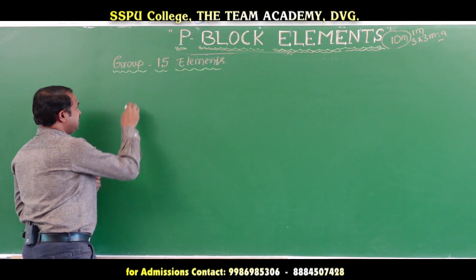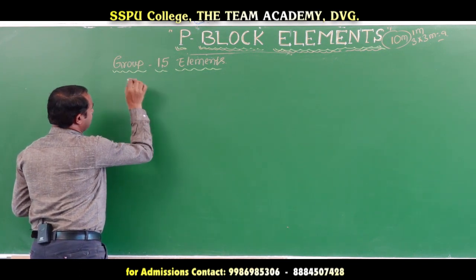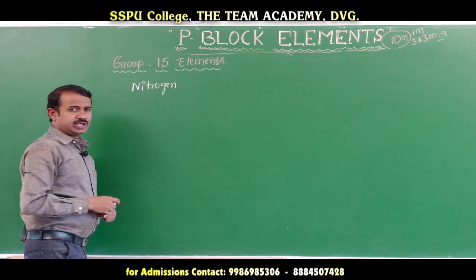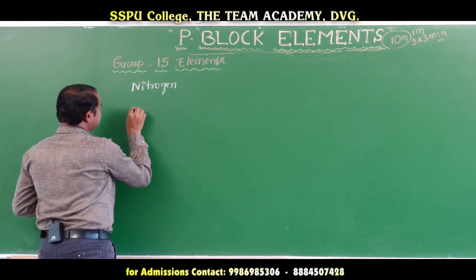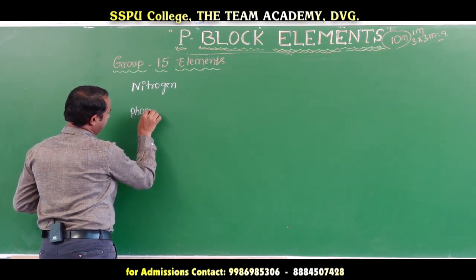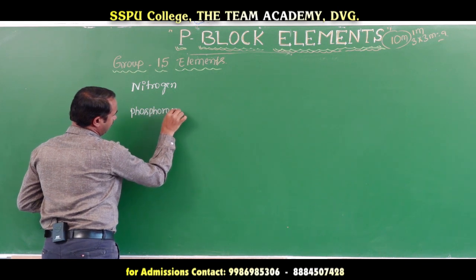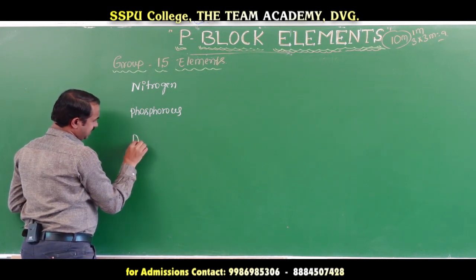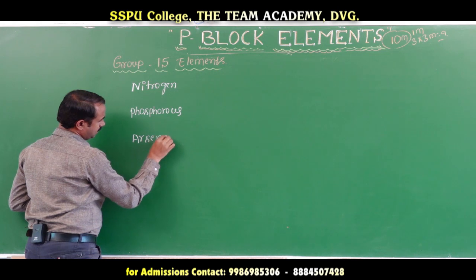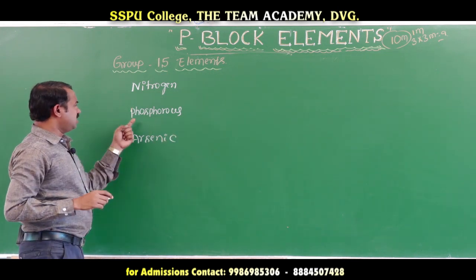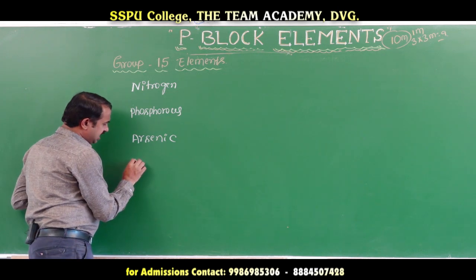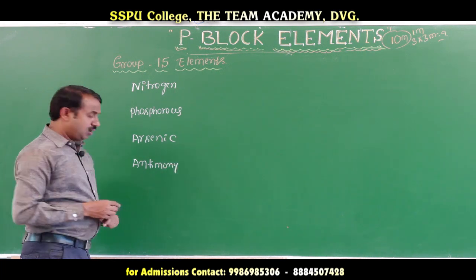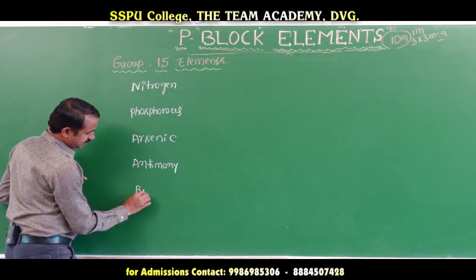The first element is nitrogen. The second element is phosphorus. The third element is arsenic. Nitrogen, phosphorus, arsenic. The next element is antimony. The last element is bismuth.